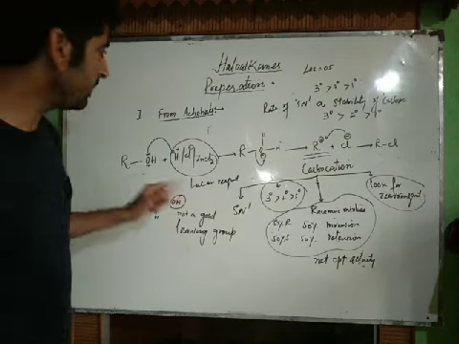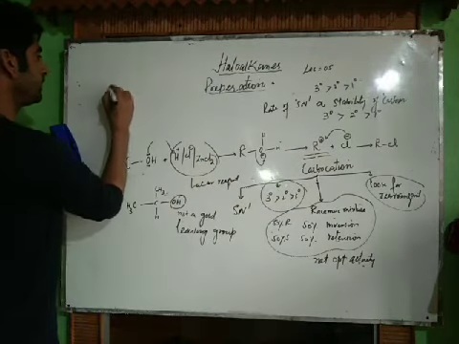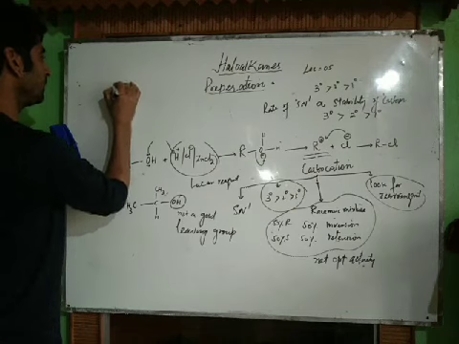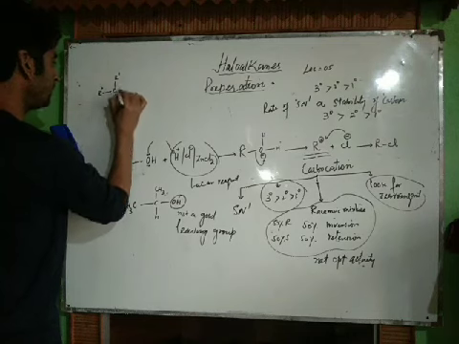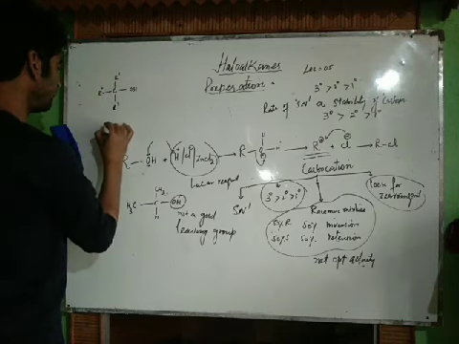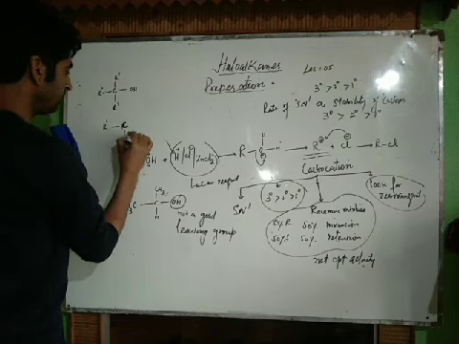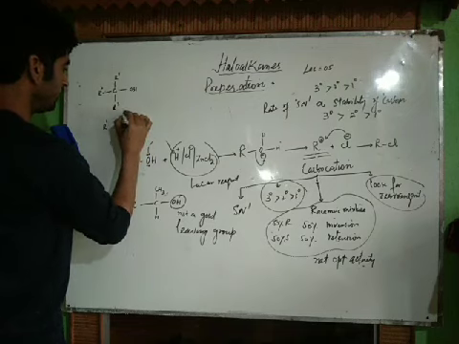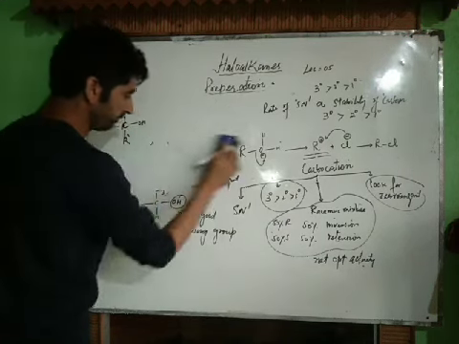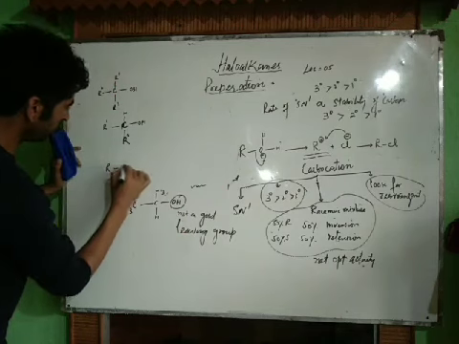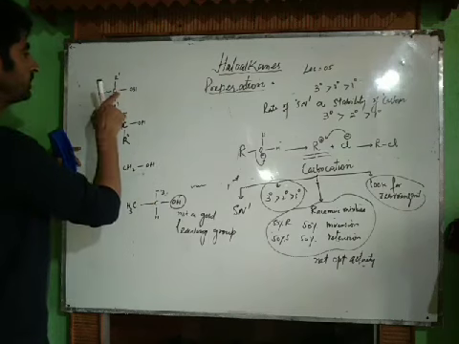Now see, let us take 3 types of alcohols. Let us take tertiary alcohol, this is R1, R2, R3 and OH. This is our tertiary alcohol. Let us take secondary alcohol, R1, carbon, R2, and this is our secondary alcohol. Let us take one more type of alcohol, that's primary alcohol, RCH2OH.